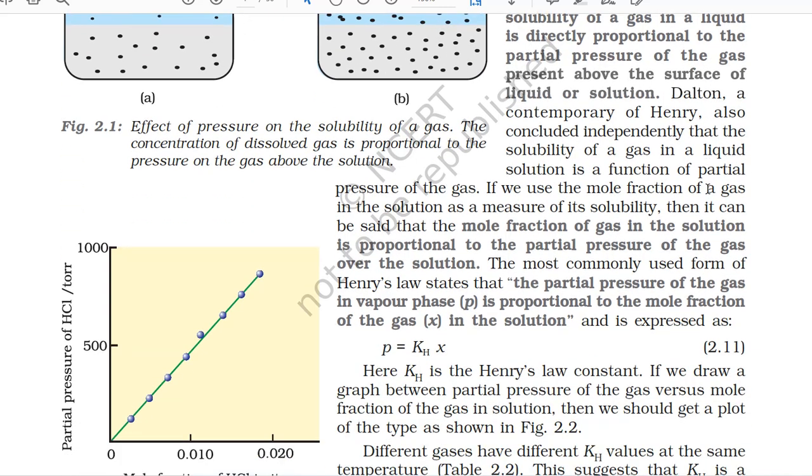Dalton, a contemporary of Henry, also concluded independently that the solubility of a gas in a liquid solution is a function of partial pressure of the gas. If we use the mole fraction of a gas in the solution as a measure of its solubility, then it can be said that the mole fraction of gas in a solution is proportional to the partial pressure of the gas over the solution.